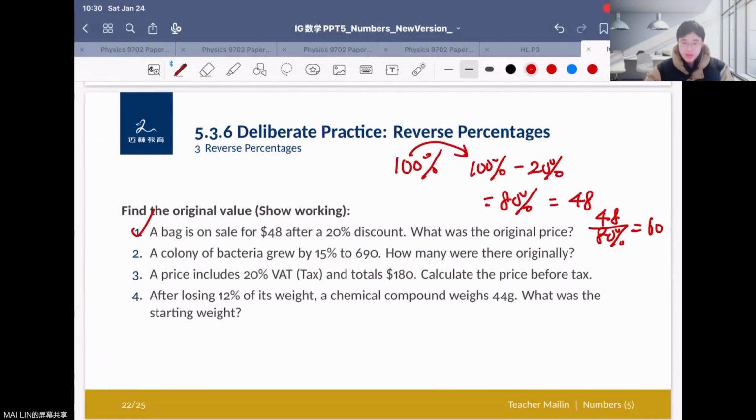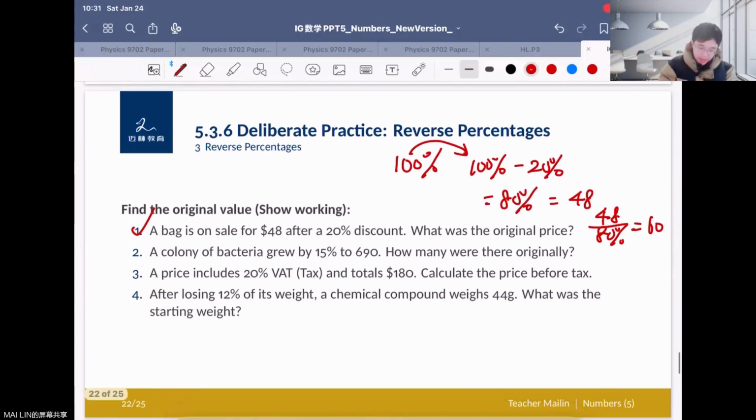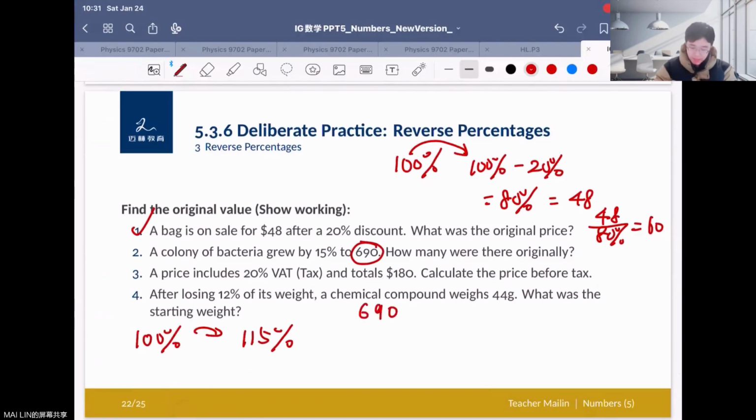For the second question, a colony of bacteria grew by 15% to 690. How many were there originally? First it is 100%, and after growing 15%, it becomes 115%, and the value is 690. So you can use 690 over 115%. You can calculate the final answer with your calculator. I will not calculate it at this time because I don't have a calculator with me right now.